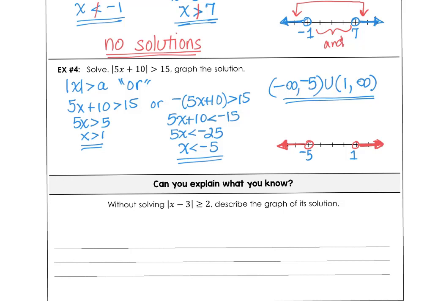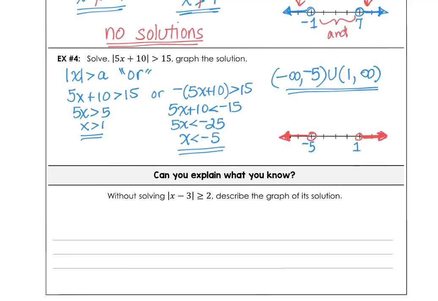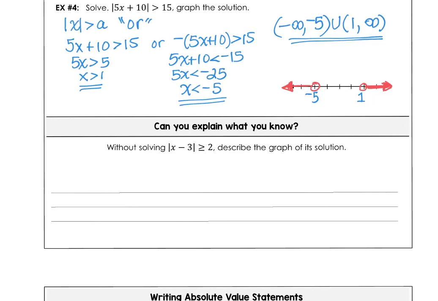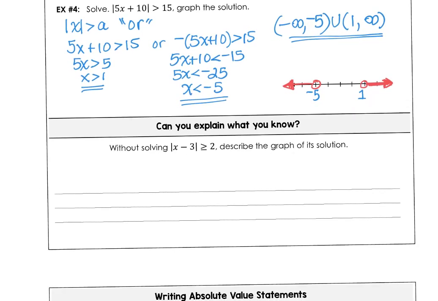Now, can you explain without graphing what you know about the equation absolute value of x minus 3 is greater than or equal to 2? Describe the graph of its solution set. So turn off the video and write a solution, a sentence, what you know about the solution set, and then come back to check your answer against my answer.